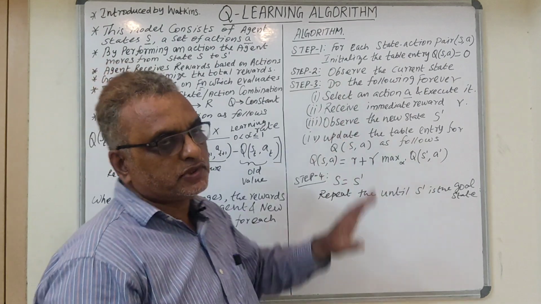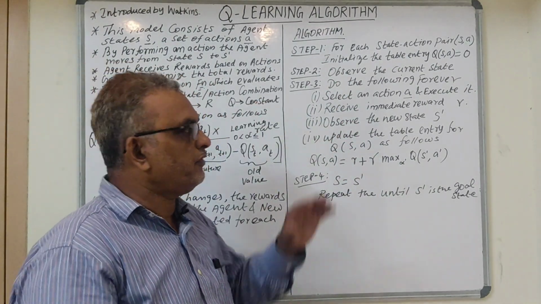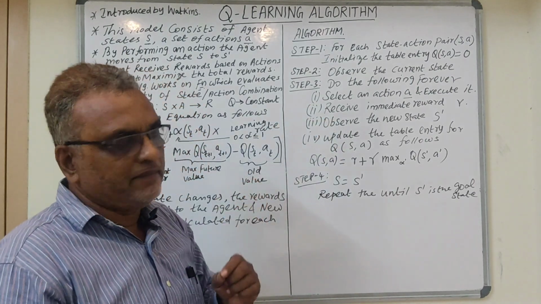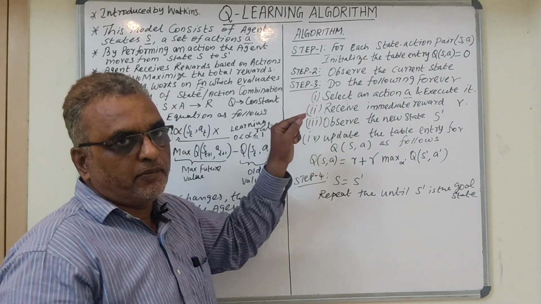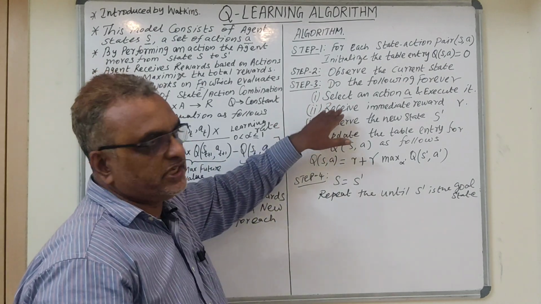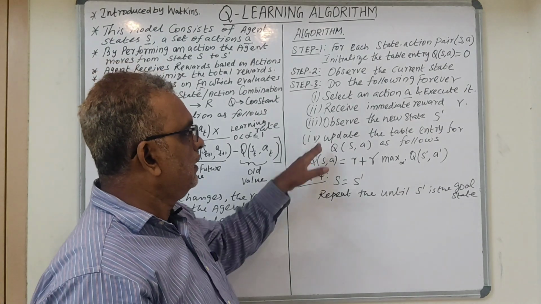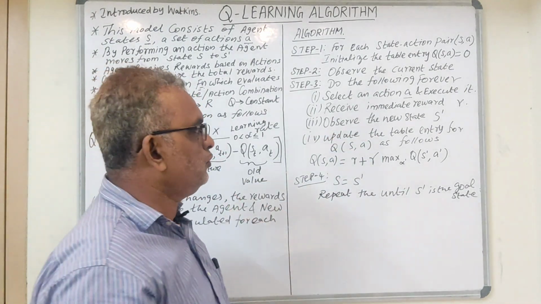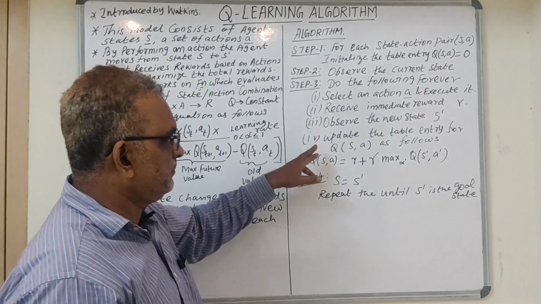Step number 2, observe the current state. Step number 3, do the following forever. First, select an action A and execute it. After performing the action, we immediately receive the immediate reward R. Observe the new state, that is S dash. From S, the agent now moves to the next state, that is S dash.